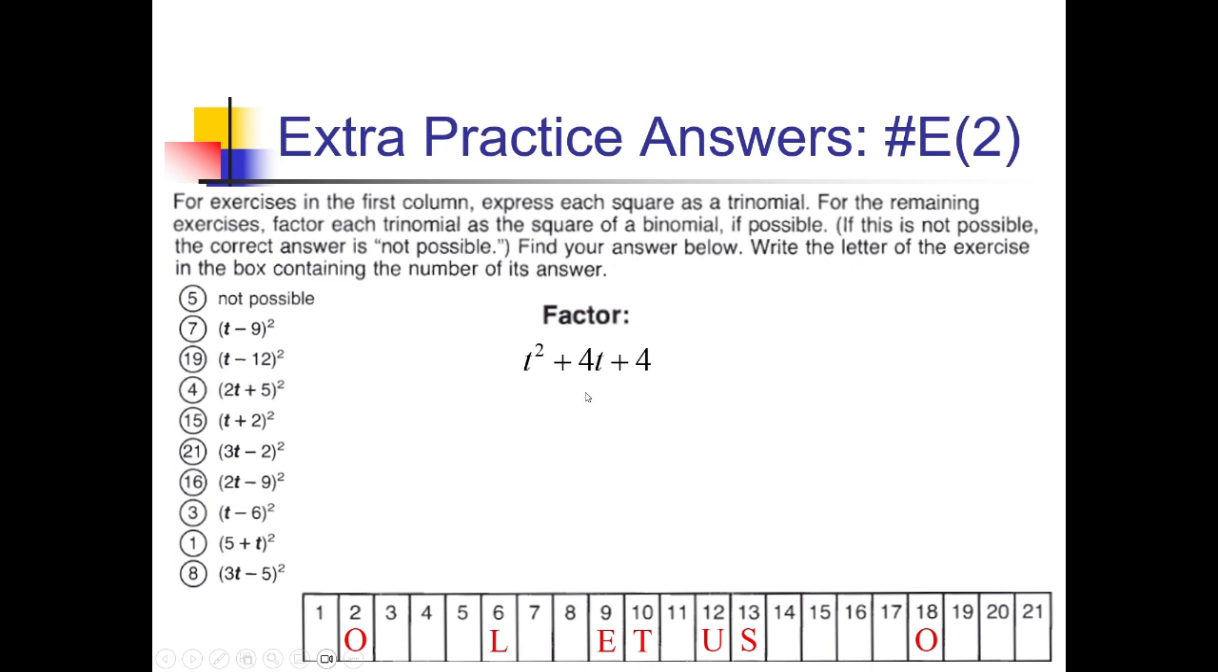So for example, on this one, the square root of t squared is t. Square root of this 4 over here gives us a 2. And the middle term's positive, so we're going to write (t + 2) squared. And now I have to multiply these together and double it to see if that gives me 4t. So 2 times t is 2t, times 2 is 4t. That check works out. So that means that (t + 2) squared is our answer.